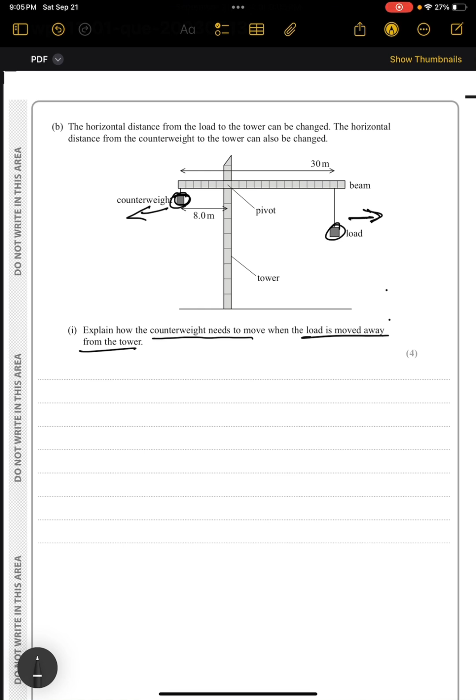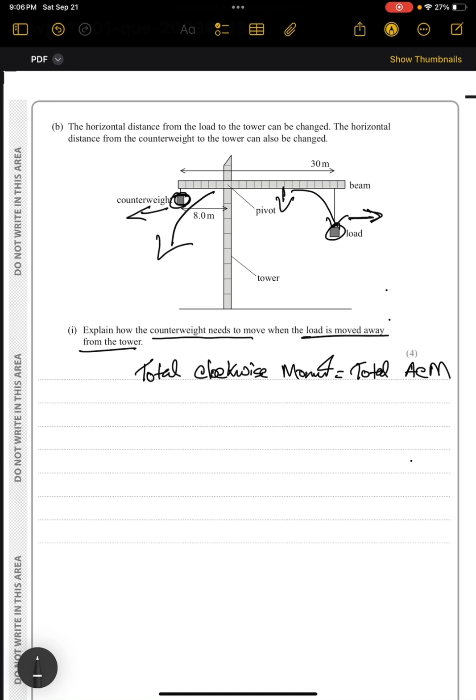We know total clockwise moment is equal to total anti-clockwise moment. So this is our clockwise moment and this is our anti-clockwise moment. And there is a beam as well which has a center of gravity. This beam has a weight of this whole beam. This is the center of gravity. So it has a weight as well, and this load has also a weight. These are all the weights that are acting in the total clockwise moment, and this is all the weight that is acting on the total anti-clockwise moment.